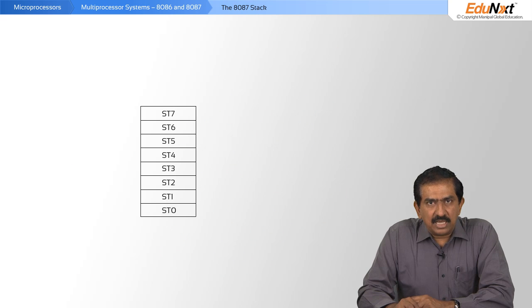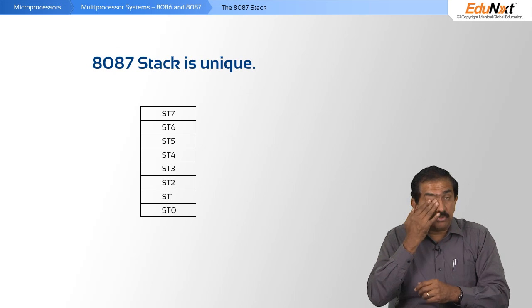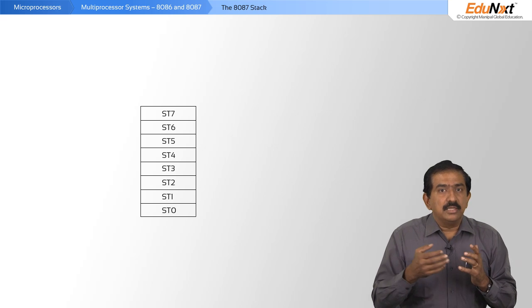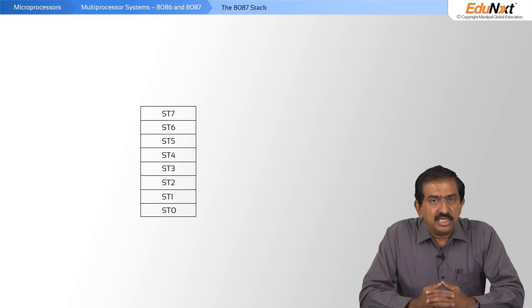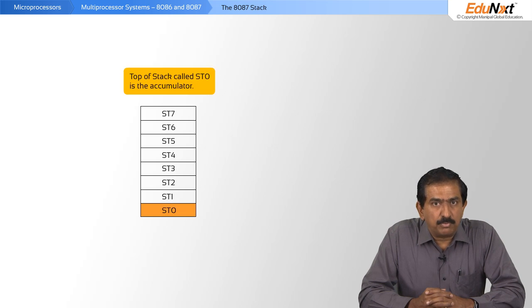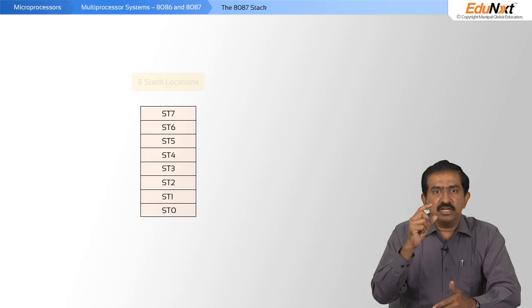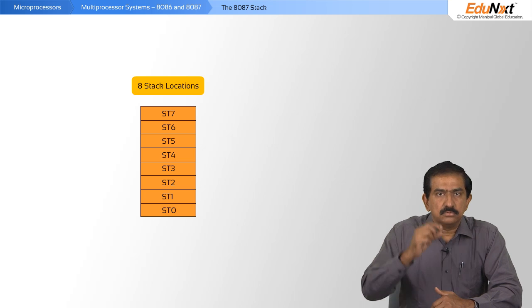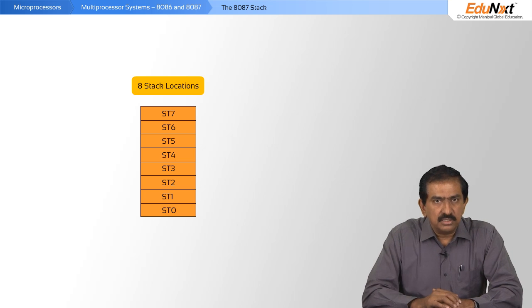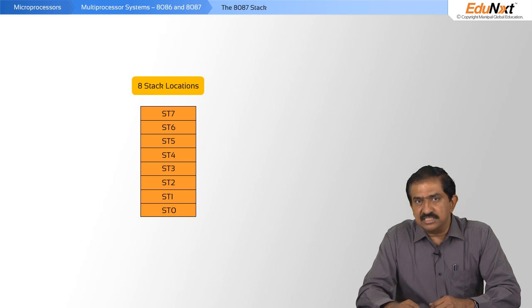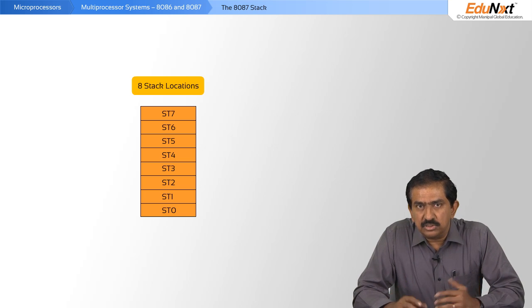The last piece that I would like to discuss is really about the 8087 stack. It is unique. Now remember, the 8087 is a processor. It needs an accumulator. And the way that this has been managed is by assuming that the top of stack, called ST0, is the accumulator. And there are really 8 stack locations identified for use, and this is a rotating stack. And what you will see in this diagram is an explanation of how this rotation occurs.